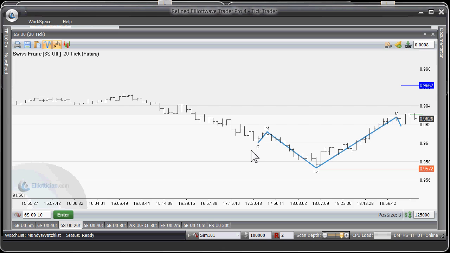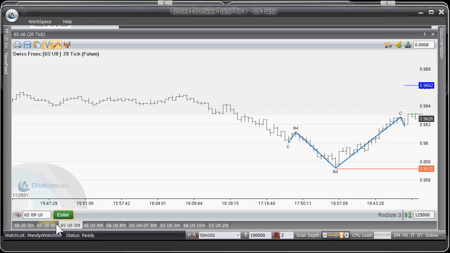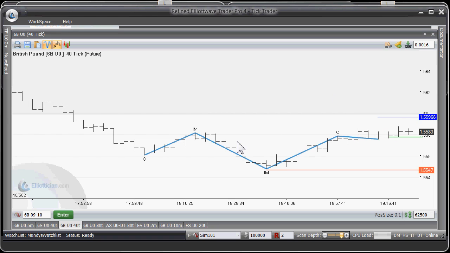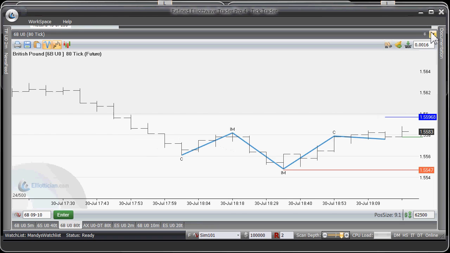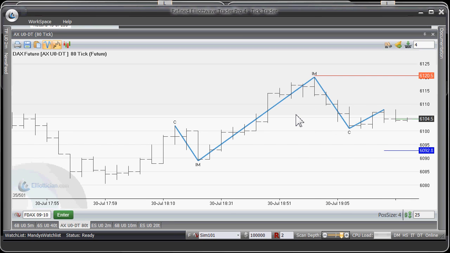well. Now we've come back to the franc. We've already looked at that, but this is just a different time frame. And here we've got the pound again. So often you get a number of charts coming up, same chart, same setup, but just on a different interval.